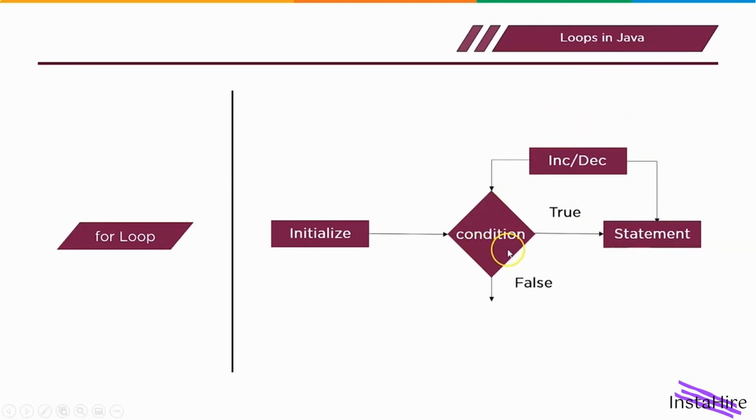In case the condition is false, then the control will directly exit the for loop and execute the next statement lying after the for loop. So this is how the for loop works. For a better understanding, let's execute a practical program.